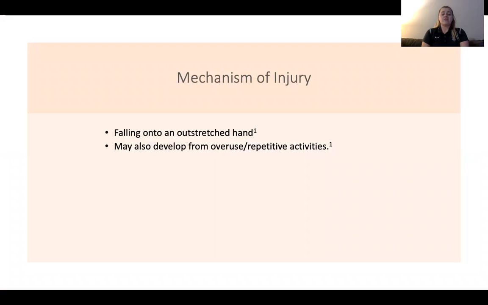Mechanisms of injury for rotator cuff tear are falling onto an outstretched hand. They may also develop from overuse or repetitive activities. Most commonly, this is seen in overhead athletes, for example, baseball. It's not only the repetitive motion of throwing the ball back and forth, but for pitchers specifically, the deceleration phase of their pitch is really what can cause these injuries.